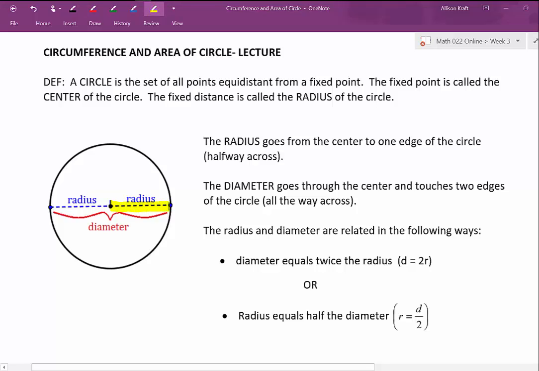The radius goes from the center of the circle to one edge of the circle, halfway across. The diameter goes through the center and touches two edges of the circle. It goes all the way across the circle. The radius and diameter are related to each other in the following ways. The diameter equals twice the radius, which we can say d equals 2r, or the radius is equal to half the diameter. r is equal to d divided by 2.